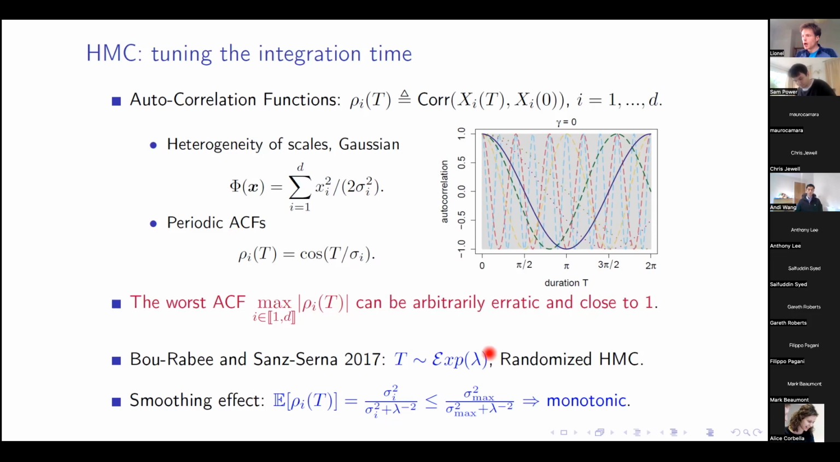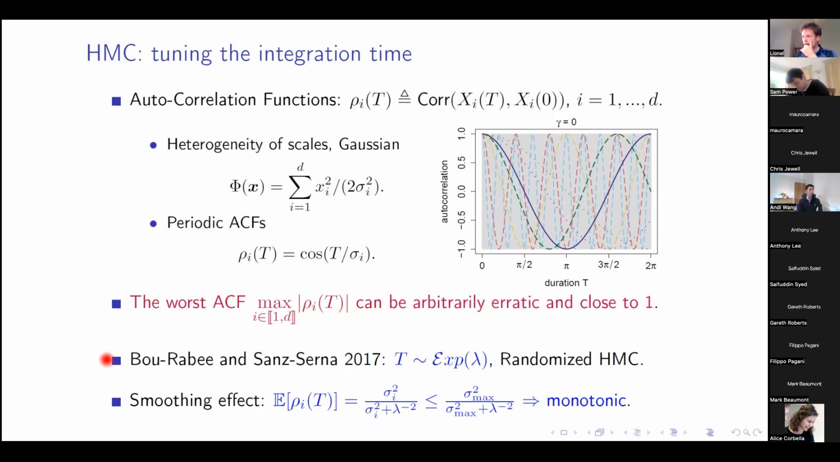Here we point to a reference that studied the choice of the exponential distribution, Bou-Rabee and Sanz-Serna in 2017, but this idea is not new, and you can find some other studies with respect to the uniform distribution already in the book of Radford Neal in 2011. It's already a bit discussed. Of course, knowledge has been improved over the years. But all of these strategies rely on a similar principle.